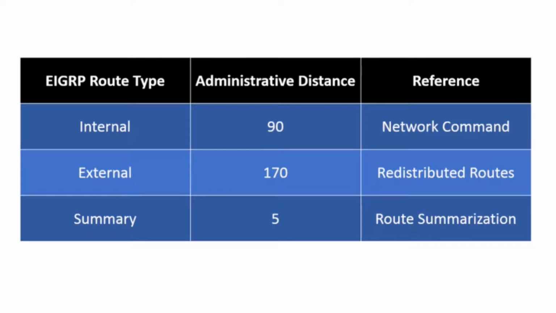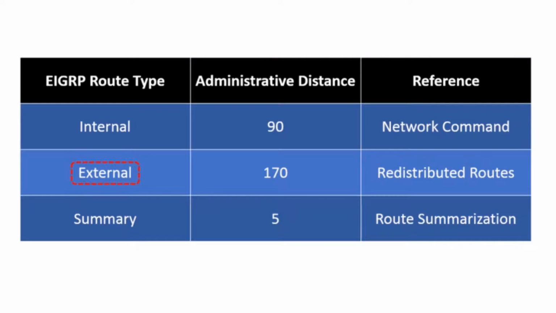In this case study of EIGRP behavior, we will understand the three administrative distances EIGRP supports, their configuration, and the CLI output. As shown in the table, the first entry is for EIGRP internal routes with an administrative distance of 90, and it will be generated by the network command.